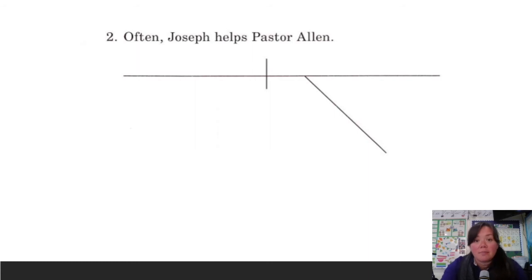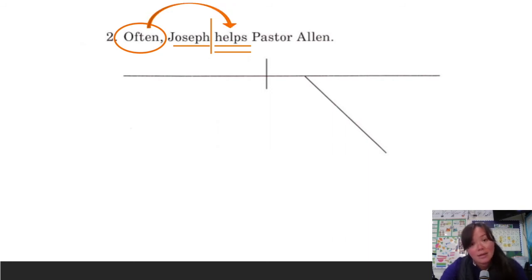Often Joseph helps Pastor Allen. So our subject and verb here are Joseph helps. Now, how does he help? We don't see how he helps, but we can see how often he helps. He helps often. So that's our adverb. And yes, it can be on that subject side. Often he helps. And so we'll draw our arrow back to the verb. He helps often. So let's go ahead and diagram this.